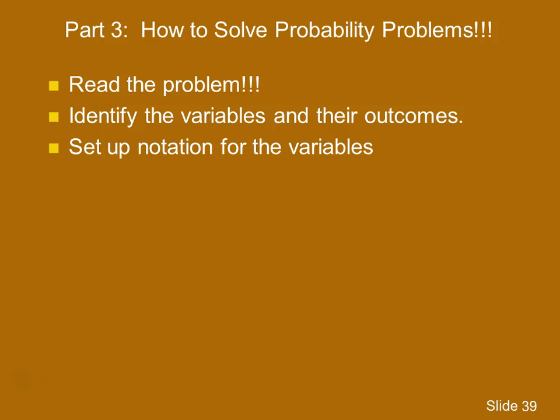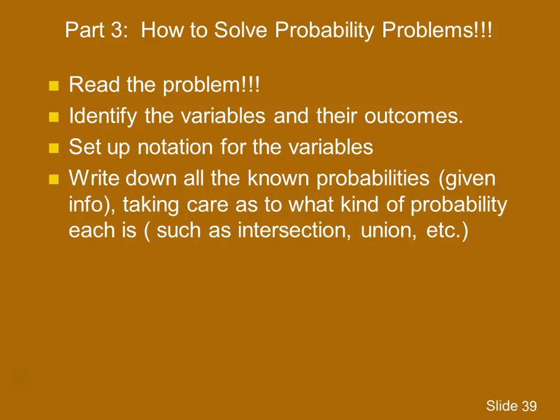Now, all of our formulas used A's and B's, and A complement, B complement, but you can use any letters of the alphabet you want, and the formulas, of course, still hold true. But I think it's very important to do this first before you try to tackle the numbers. Once you've done that, then you can go back to the problem and try to write down what I call the given information, or all the known probabilities. And take care as to what kind of probability each is.